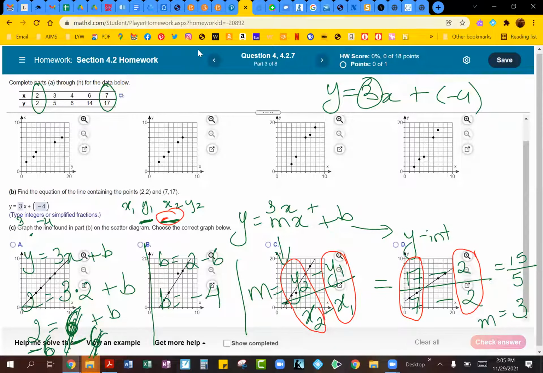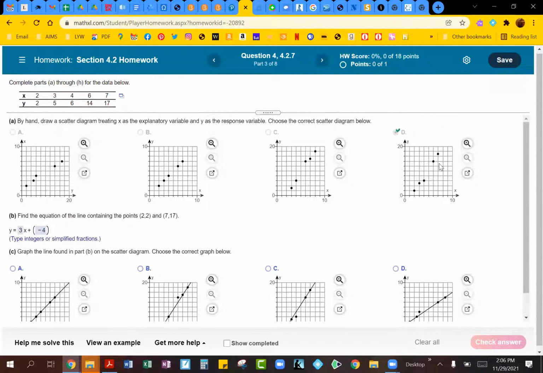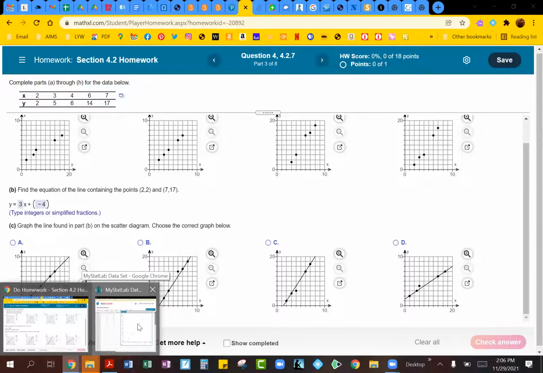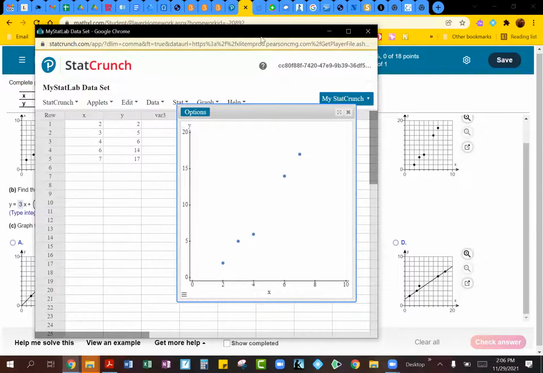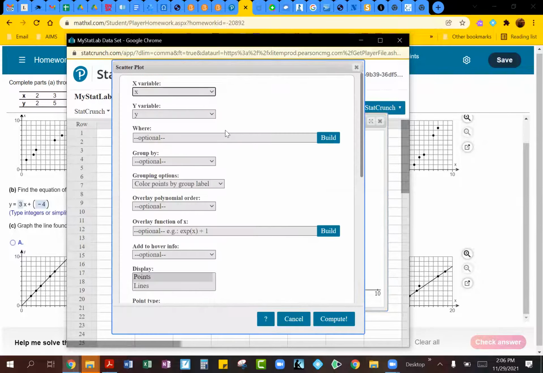And now they're asking us to choose the graph. So we already know what the basic graph looks like because we already did that in part 1. Now they're saying what would happen if you actually put this line on top of your graph, what would it look like? So we can actually go back to StatCrunch for this. We've already got our scatter plot here, and let's keep that equation visible. So leave your graph as it is, go under options, click on edit, and then look at this one over here that says overlay polynomial order.